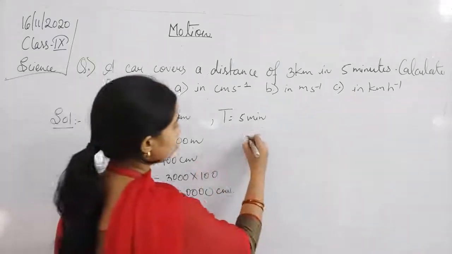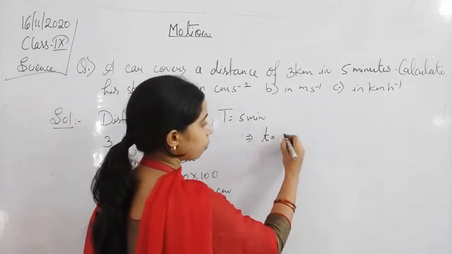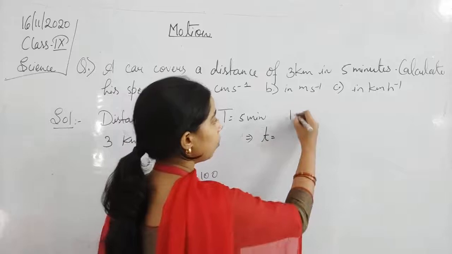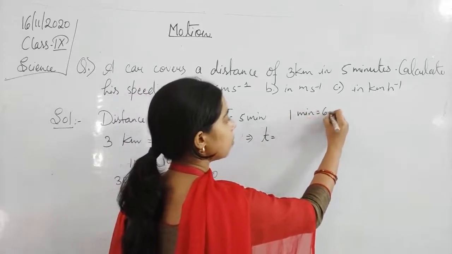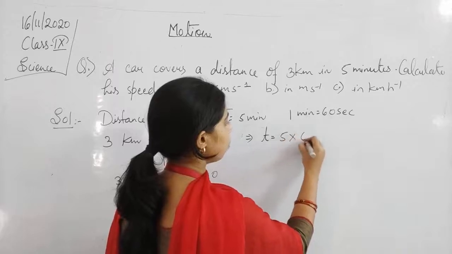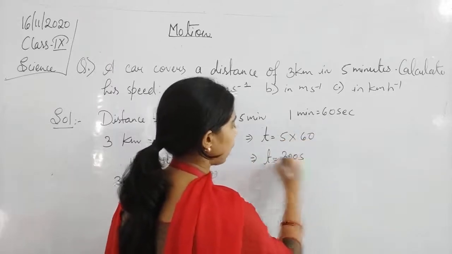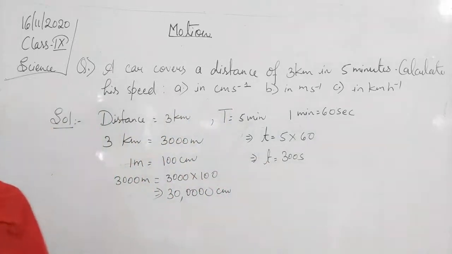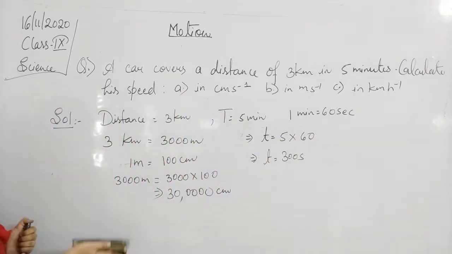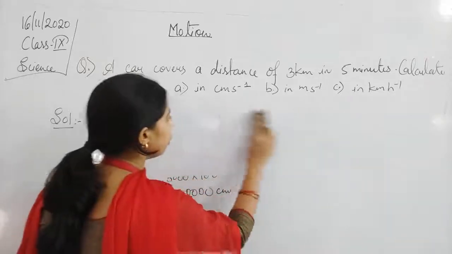Now you see, students, the next one: the time is 5 minutes, so we will convert it into seconds. We know that 1 minute is equal to 60 seconds. So here it will be 5 into 60, which is equal to 300 seconds. Okay. Now we have the value of the distance and the time. Now simply put the values.